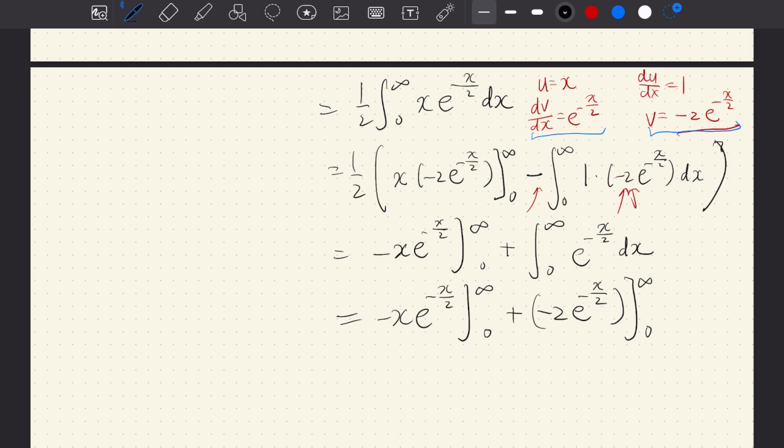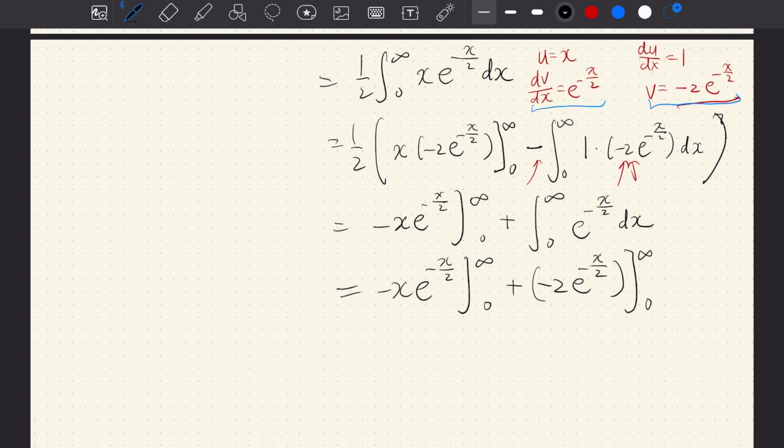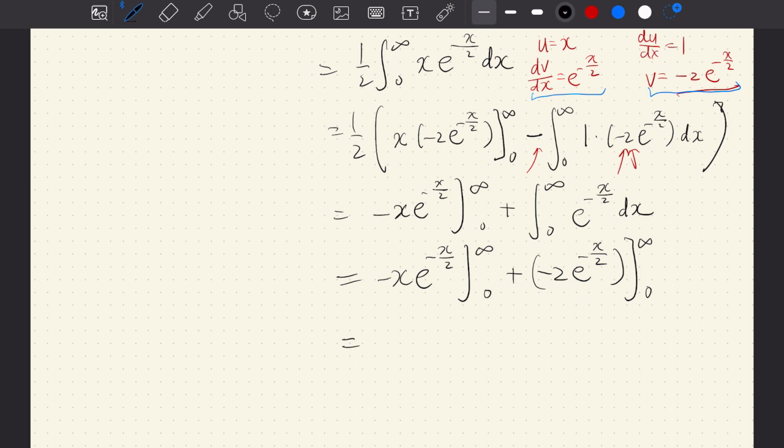Now we have to plug the numbers into the antiderivatives. Because we have infinity as an integration limit, we actually have to take a limit for this type of evaluation. So for the first expression, you have the limit as x goes to infinity of negative x e^(-x/2), minus what you get when you plug in 0. Because this is x times e^(-x/2), there is a 0 factor, so you get 0.